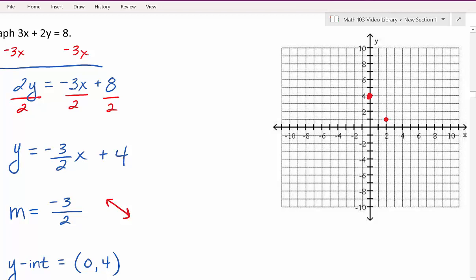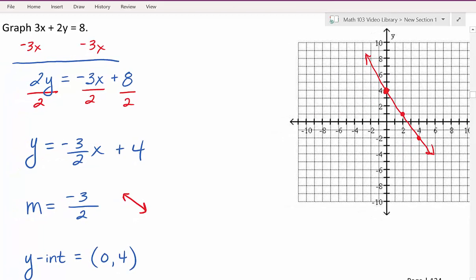I'm going to do it again. I'm going to go 3 in the negative y direction, 2 in the positive x direction, and I have a third point. These 3 points line up, so I'm going to connect my dots and draw in my line. Make sure that you put arrows at the end of your line, indicating that our line extends infinitely in both directions.